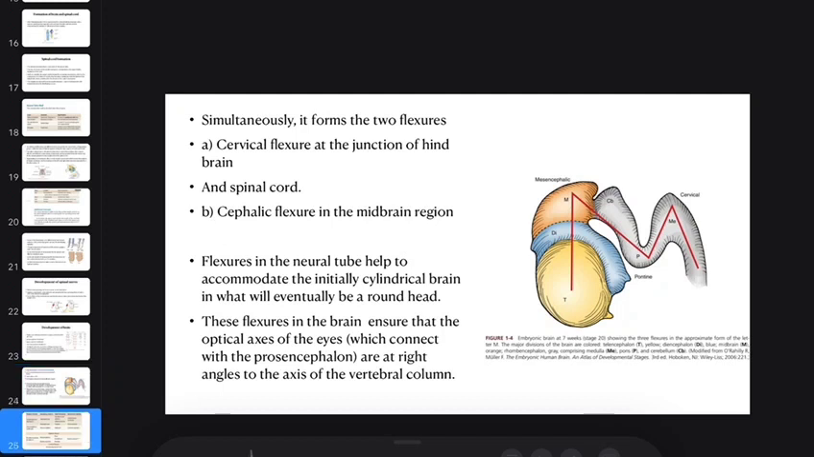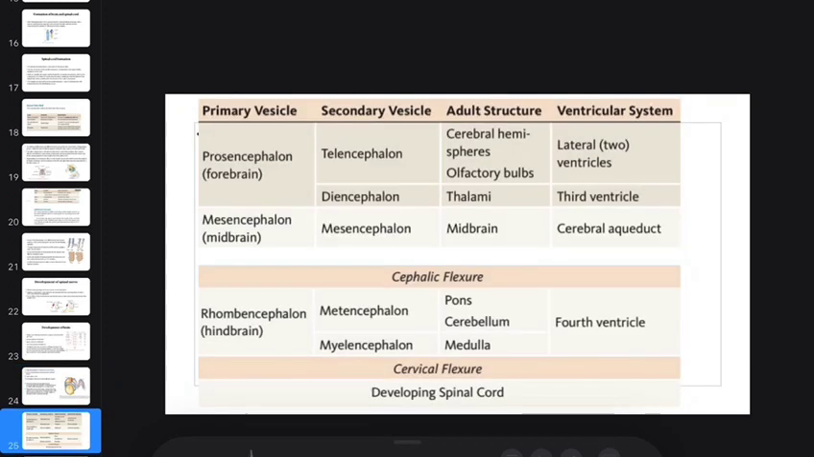of the vertebral column. These are the different structures, the primary vesicles and the secondary vesicles, which will give rise to which part of the brain in the adult. That is prosencephalon, that is the forebrain. It is divided into telencephalon and diencephalon.